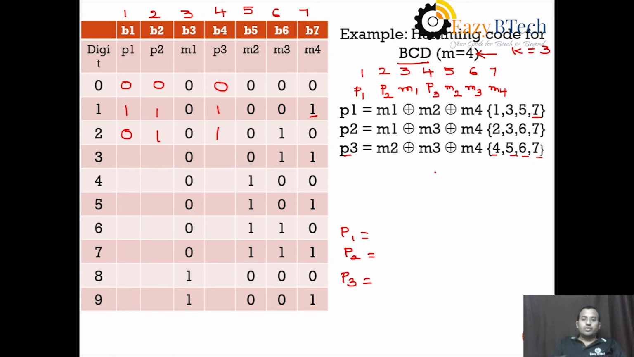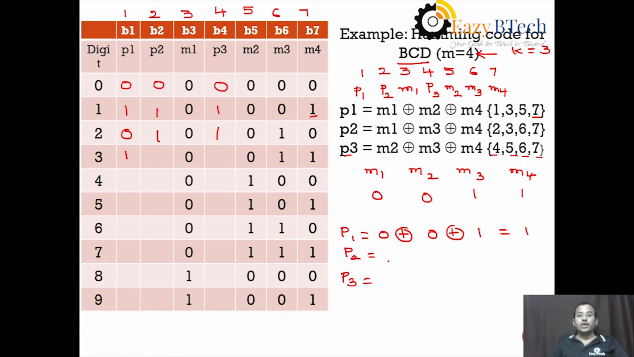Next code word, what are the bits? M1, M2, M3, M4. For the digit 3, we have 0, 0, 1, 1. So P1 is M1 modulo M2 modulo M4. M1 is 0, M2 is 0, M4 is 1. So 0 modulo 0 is 0, 0 modulo 1 is 1. So parity bit is 1.